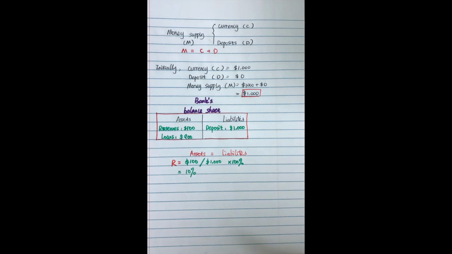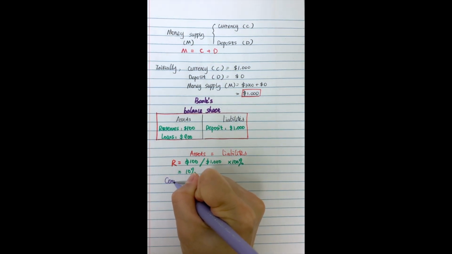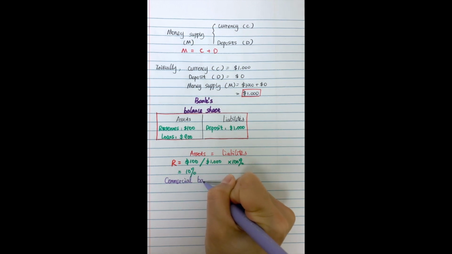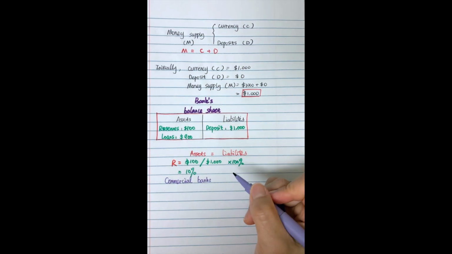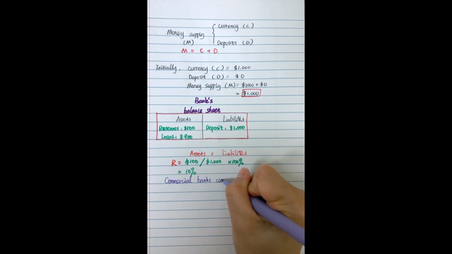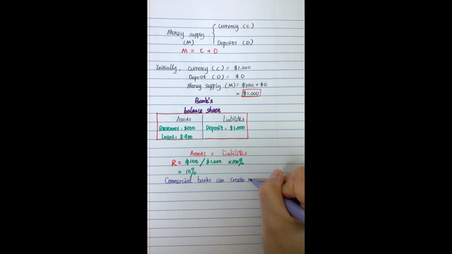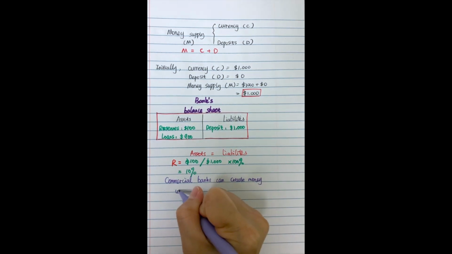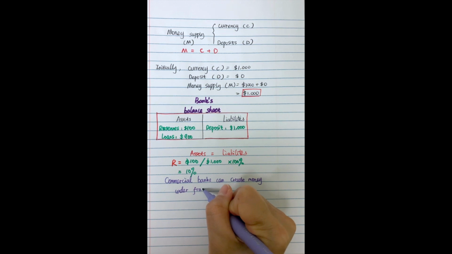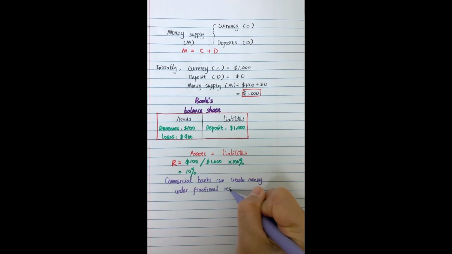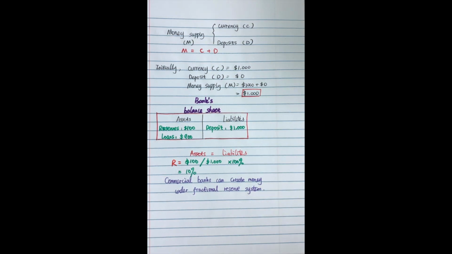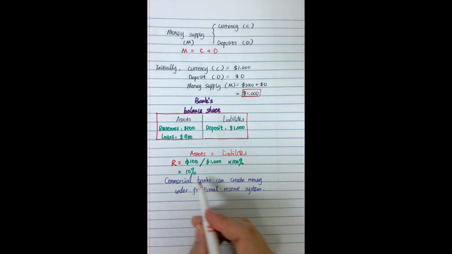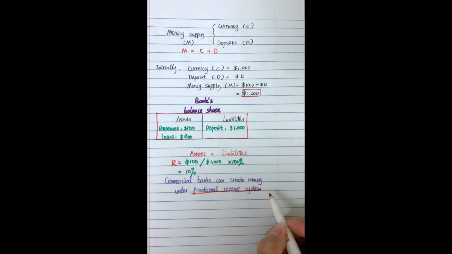Okay. So we notice the commercial banks, such as Chase or Wells Fargo, can create money under a fractional reserve system. Why do we say a fractional reserve system? You can notice here the reserves only equal 10% of the deposit. So this is what we call the fractional reserve system.